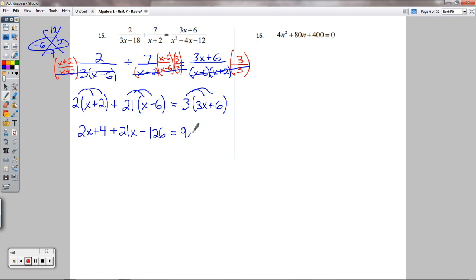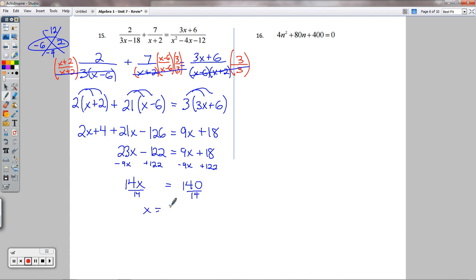3 times 3x is 9x. 3 times 6, you got 18. This would be 23x minus 122 if you combine like terms. And then you could subtract 9x from both sides, and you could add 122 to both sides to get the x's on one side. That would leave you with 14x equals 140, and then if you divide by 14, you've got your answer. X equals 10.